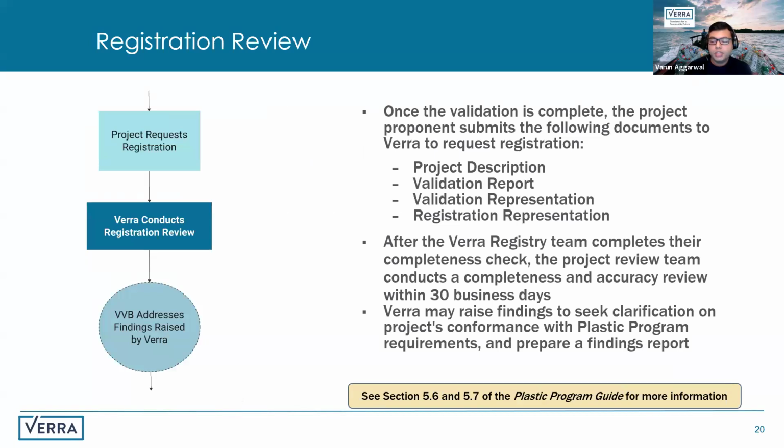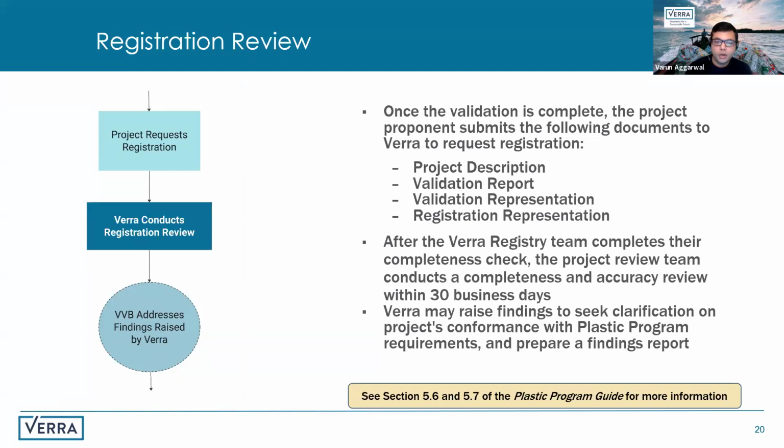Once the validation is completed, which means that the auditor has finalized their report and it's ready for submission to Verra, a project needs to undergo registration review by requesting registration and submitting the requisite documents, which are listed on this slide, and that will trigger the registration review by Verra. The registration review, similar to a listing review, will involve a completeness check by the Verra registry team, where they will check the documents for completeness, all the representations, the legal documents, and whether the requirements are being met as far as those documents are concerned.